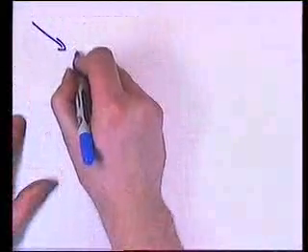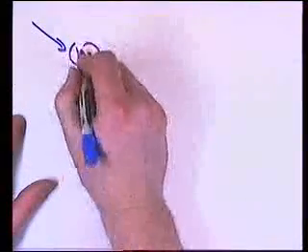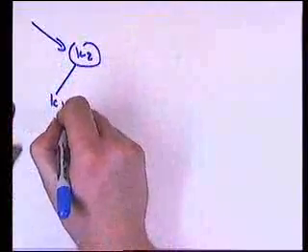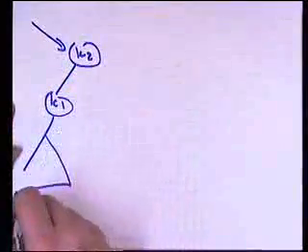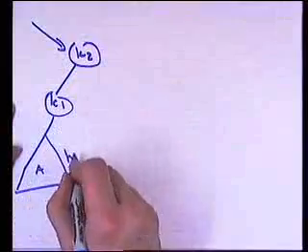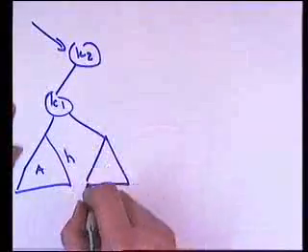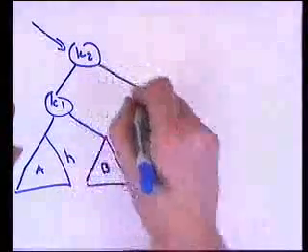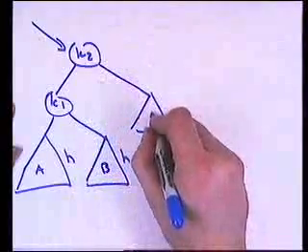And I say I have here a pointer to here. Let's say this holds the value K2, and we have here the value K1, and a subtree A of height H, and a subtree B of height H, and here we have a subtree C of height H.